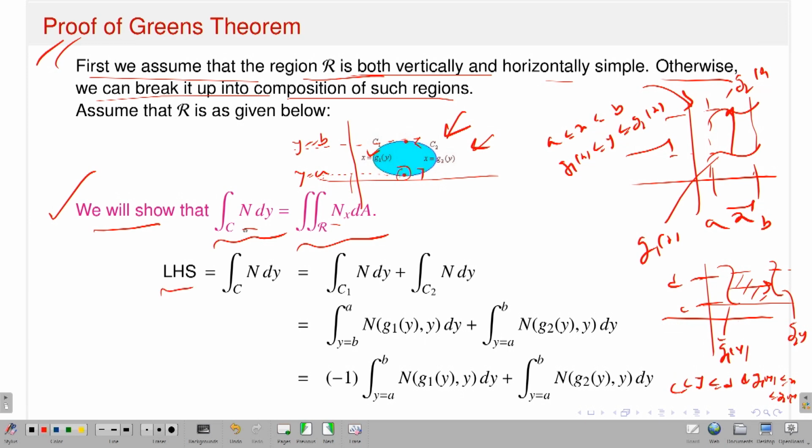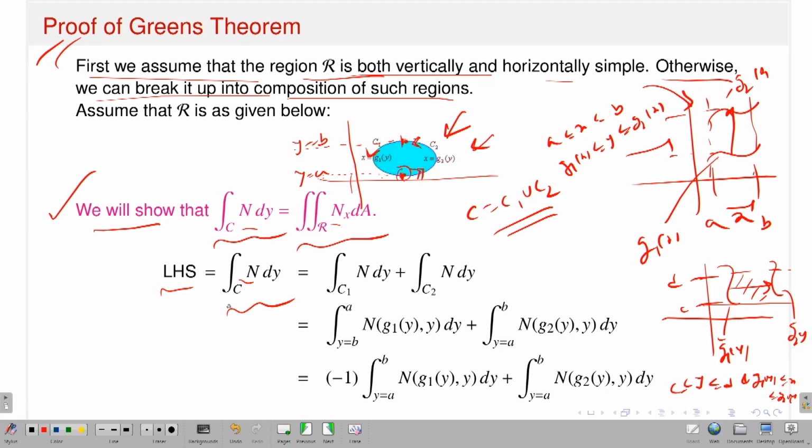Look, the left hand side is the line integral with integrand N dy over C. What is my C? C is the simple closed curve which is C1 union C2. If I start from here, I am moving in this direction, anti-clockwise or counter-clockwise, which is the positive direction. So C is equal to C1 union C2. C1 is this portion, which is g1 of y, and C2 is g2 of y.